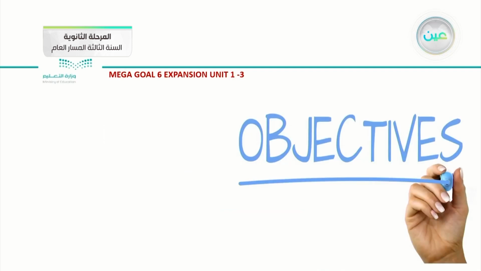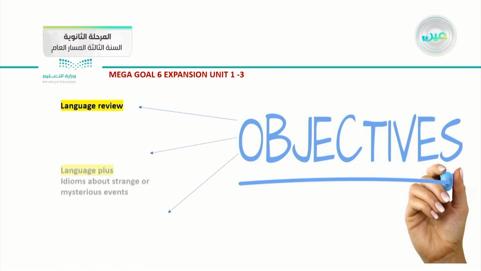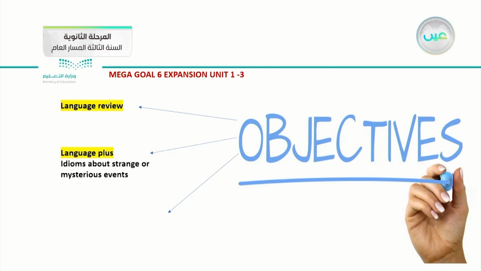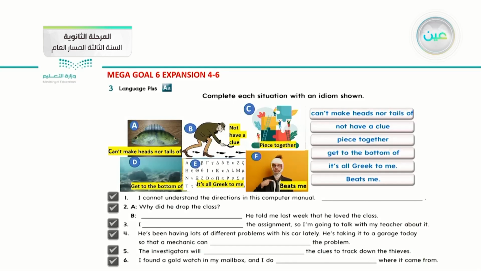Okay, are you ready to begin our objectives for today? Let us discuss it. Number 1, we have a language review. Number 2, we have a language plus, idioms about strange or mysterious events. And number 3, writing. Write an essay about an unexplained mystery. Okay, let's begin.